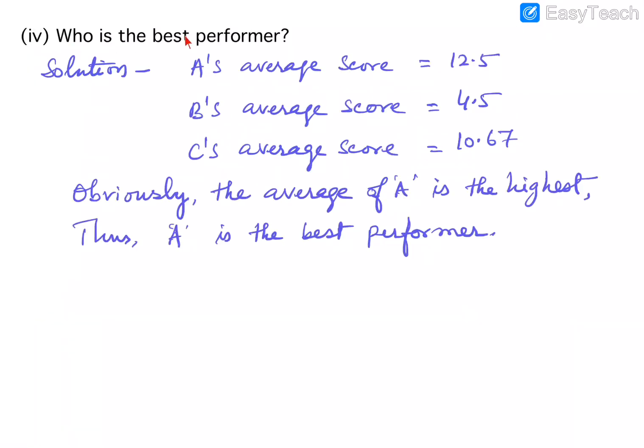Fourth, who is the best performer? As A's average score is 12.5 points per game, B's average score is 4.5, and C's average score is 10.67. Obviously, the average of A is the highest and therefore player A is the best performer.